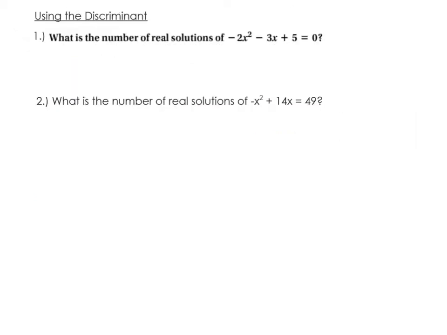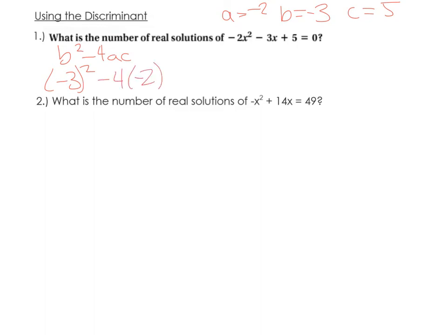So finding the discriminant. What is the number of real solutions of negative 2x squared minus 3x plus 5? So negative 2 is going to be A, negative 3 is B, and C is going to be equal to 5. And we plug that into b squared minus 4ac. So when we plug this in, we get negative 3 squared minus 4 times negative 2 times 5. And then we just simplify this to figure out what it's equal to.